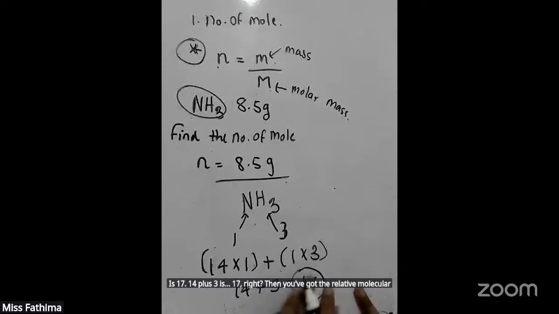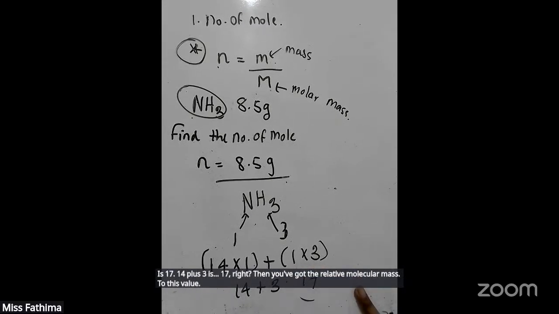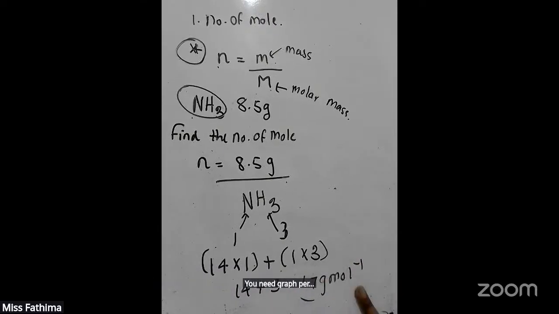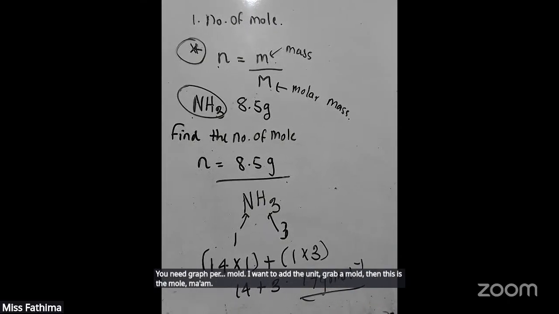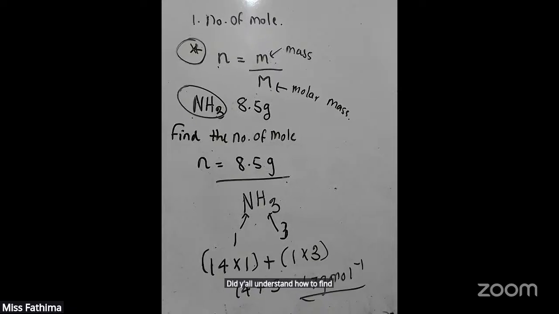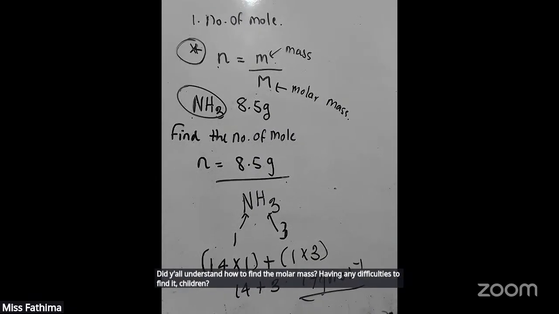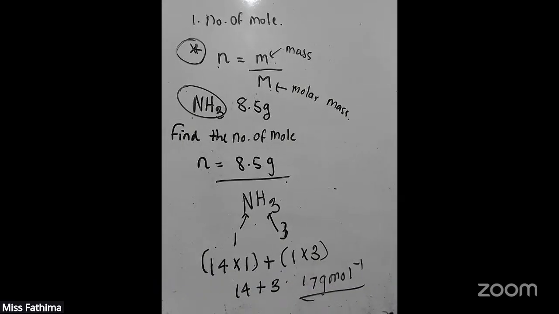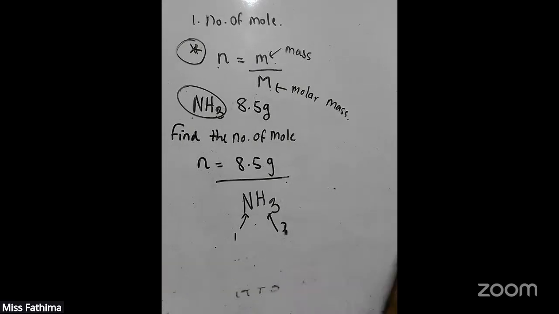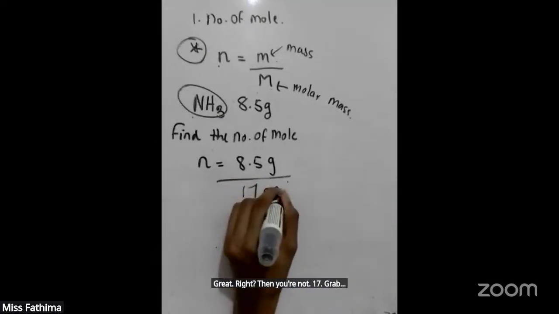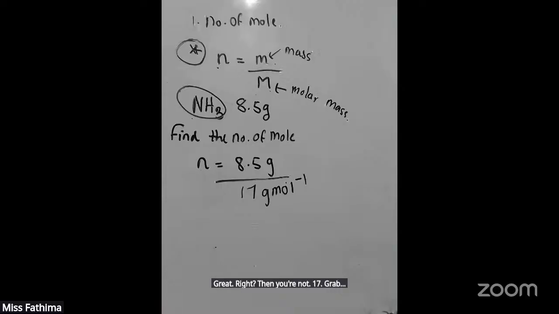To this value, you are going to add the unit gram per mole. Then this is the molar mass. You found the molar mass. Did you all understand how to find the molar mass? Having any difficulties to find it, children? No, miss. Right, great. Then you write 17 gram per mole.